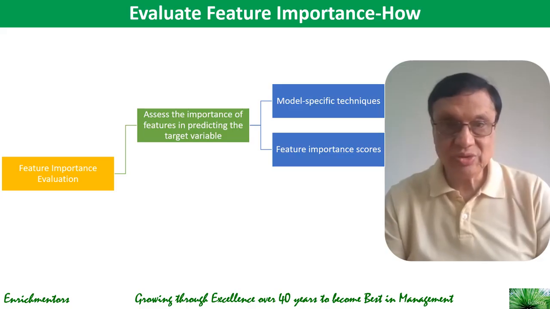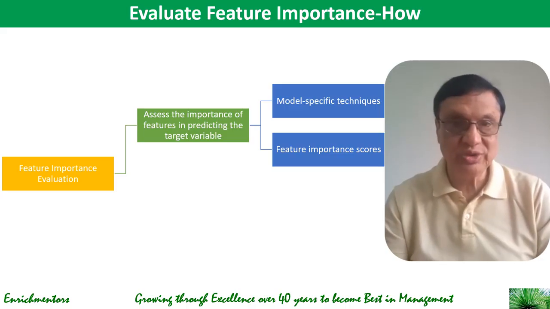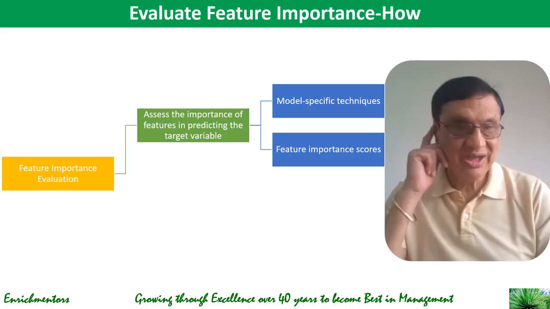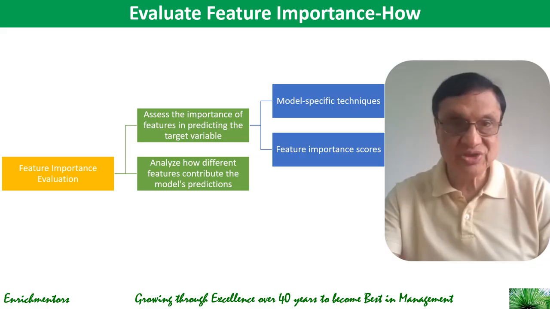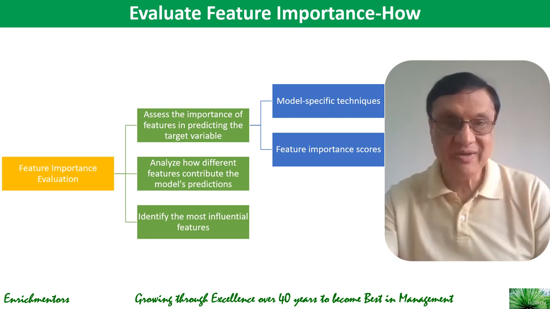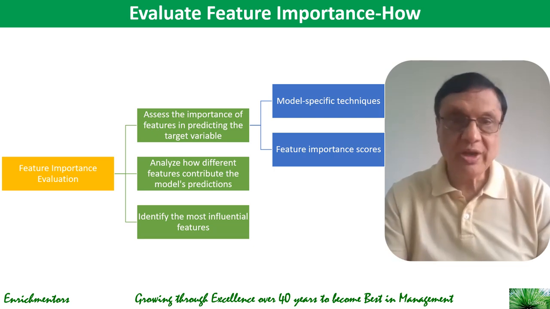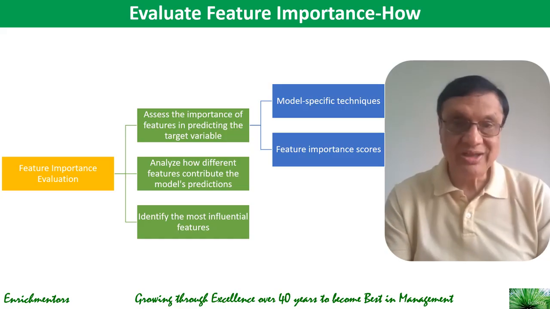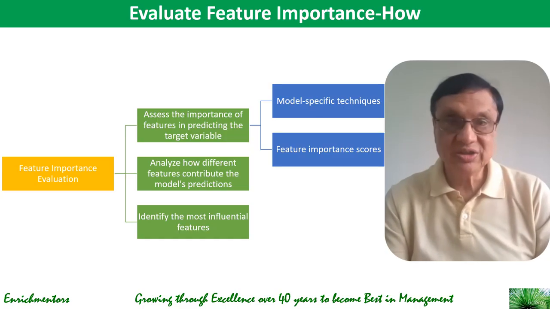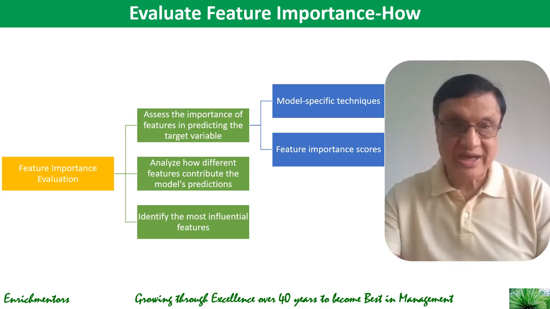Assess the feature importance scores and use the model-specific techniques to get the importance of features in predicting the output variable. And what you can do there is analyze how different features contribute to the model's prediction and identify the most influential features. So a very practical point rather than only a theory of determining the scores, while they may not ultimately affect the model's prediction, right? So do that. Understand the scores, find the scores, and also analyze how different features contribute to predictions, right?